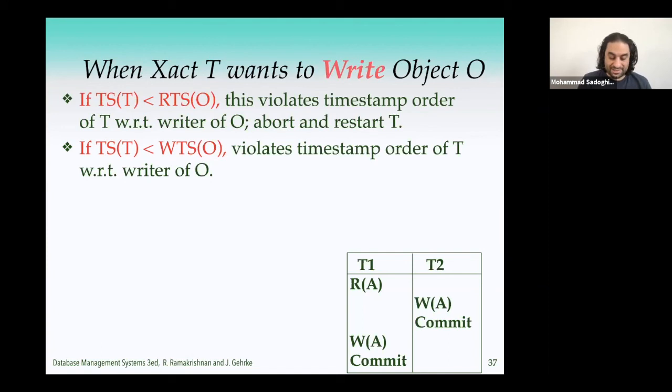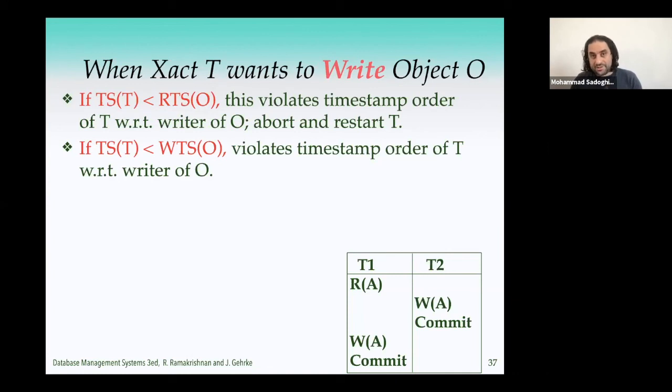An example is that the transaction T here that wants to write has a timestamp of 5 p.m. The object that it wants to write to has already been read by a transaction that has a timestamp of 6 p.m. So I'm a writer, I want to write the object O, which has a timestamp of 5 p.m. And that object that I'm writing to has already been read by a transaction at 6 p.m.